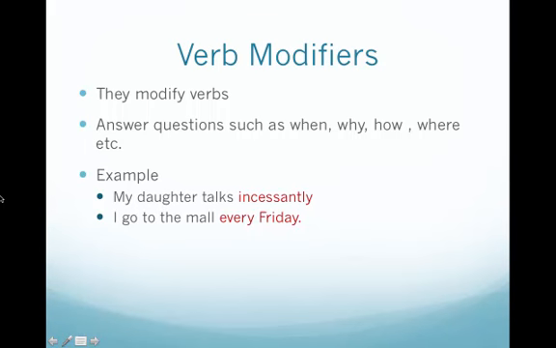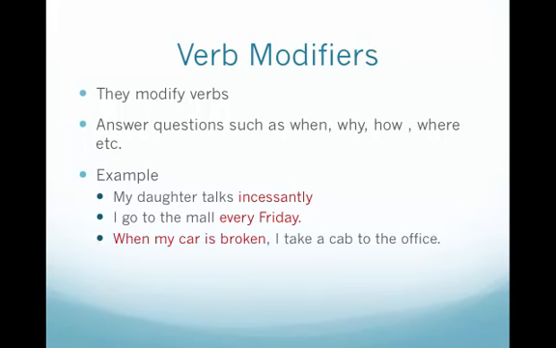I go to the mall every Friday. This particular phrase, every Friday, tries to answer when do I go to the mall? So every Friday is the verb modifier there. Next, when my car is broken, I take a cab to the office. So this group of words, when my car is broken, modifies when I take the cab to the office. So these are all verb modifiers.